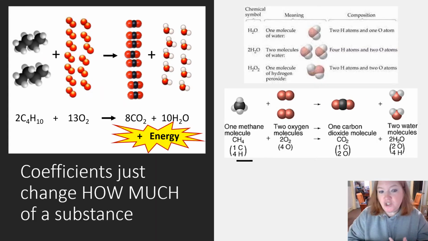So coefficients just simply change how much of a substance. So this 2 means there's 2 of these. Visualize it. This 13 means there's 13 of these. Visualize it. This 8 means there's 8 of these. And here, visualize it. And this 10 means there's 10 of these. You can visualize it.